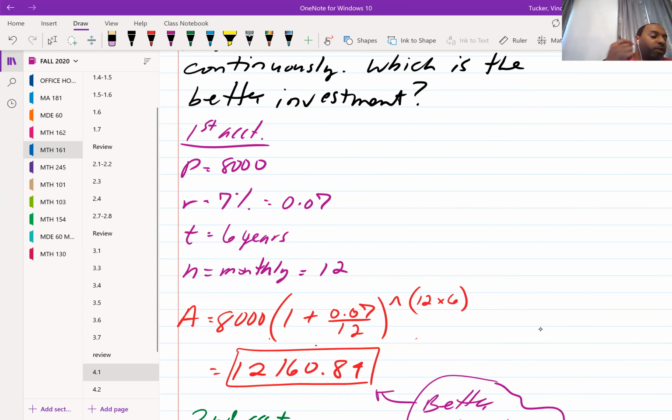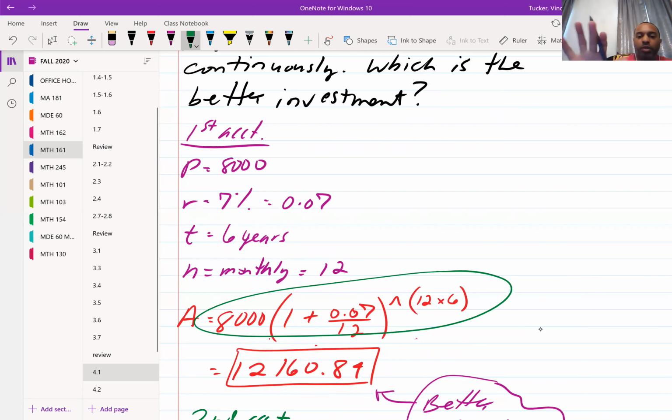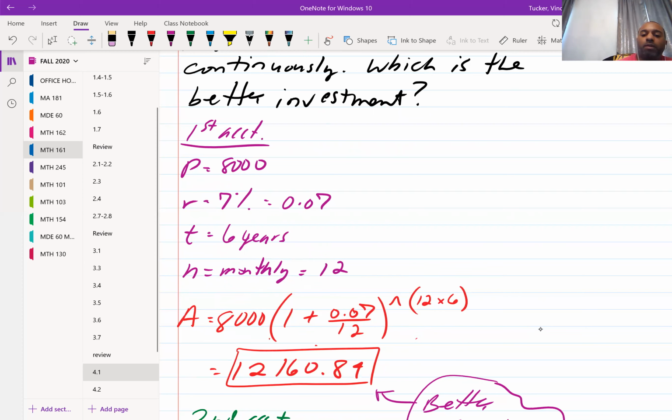If you need help with your calculator and what functions you have on it, then feel free to get with me on that. I'll do whatever I can to help you out. But if you have a calculator that allows you to type in your stuff like this and just put it on the screen, then that will be the way to do it. Make sure you use parentheses and everything appropriately. And you should get $12,160.84.